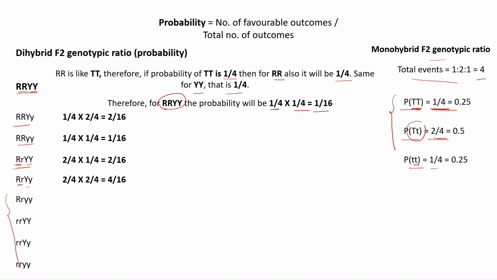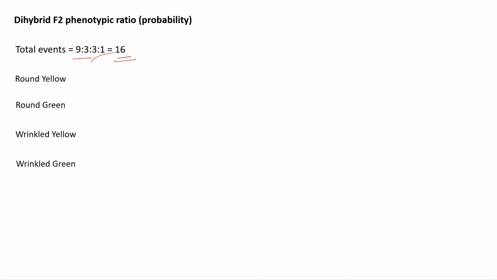the rest of the genotypes. Now, how can we calculate the probability for a phenotypic ratio of a dihybrid cross? In case of phenotypic ratio, it is easy to calculate because we know the phenotypic ratio, that is 9 is to 3 is to 3 is to 1, a total of 16. Now 9 is for round and yellow, so the probability will be 9 by 16.